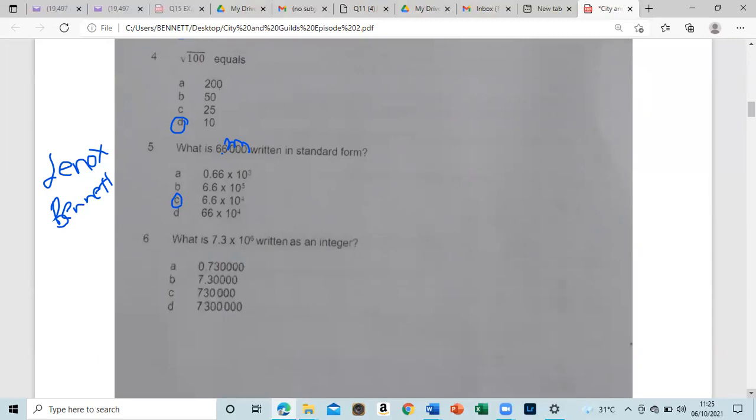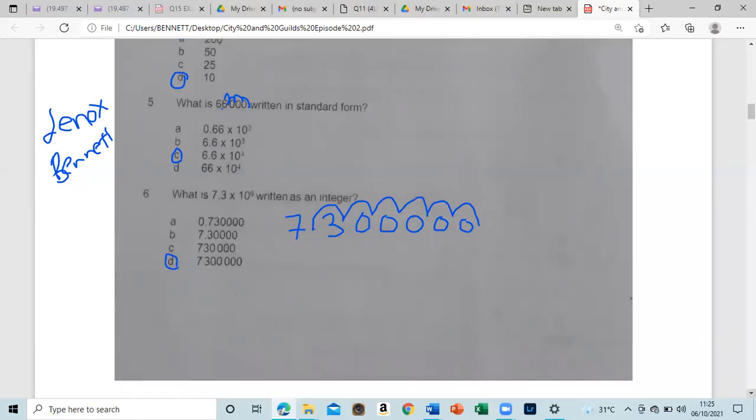What is 7.3 times 10 to the 6? Now guys, this can be very tricky. We're going to move the decimal point 6 places to the right, so we can just add on some zeros first. 1, 2, 3, 4, 5, 6. So how many zeros? 1, 2, 3, 4, 5. So 5 zeros. So that would be D. This can be very tricky, alright? Look at them very carefully.